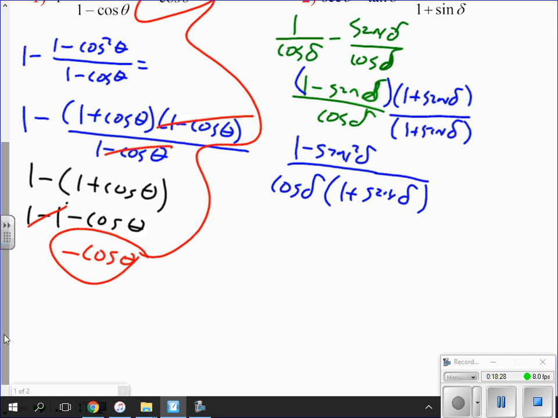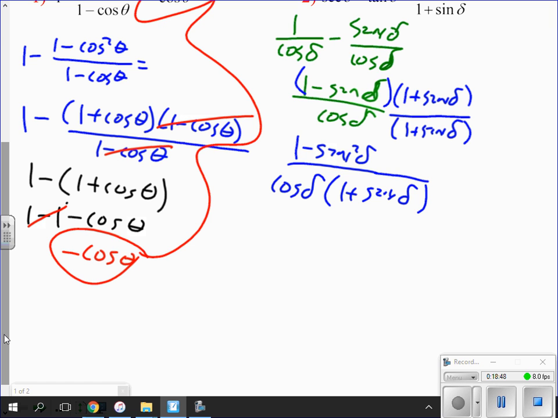1 times anything is that anything. I'm just changing how it looks. I'm not changing its value. What's 2 times 1? It's 2. If I multiply 2 times 3 over 3, it's still 2. It just looks like 6 over 3. But it's still 2, right? That's what we're doing here.